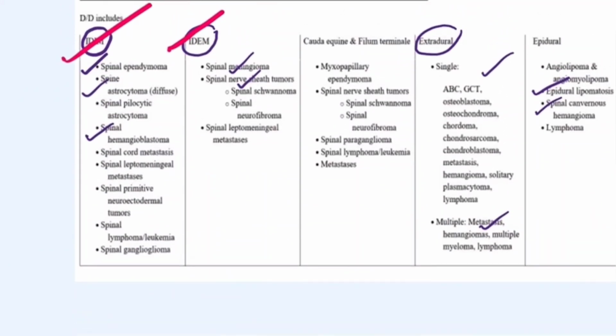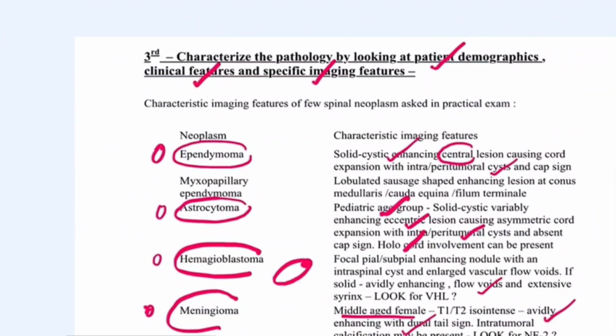One thing left is, these are for when there is spinal cord, but when the cord ends, like the cauda equina and the filum terminale, what tumors arise from there? The basic differentials you should keep in mind: the myxopapillary ependymoma, the nerve sheath tumors, spinal paraganglioma. In the cauda equina and filum terminale region, these three tumors are basically asked. For the myxopapillary ependymoma, the tumor will be a lobulated and sausage-shaped enhancing lesion at the conus, the cauda equina or the filum terminale.